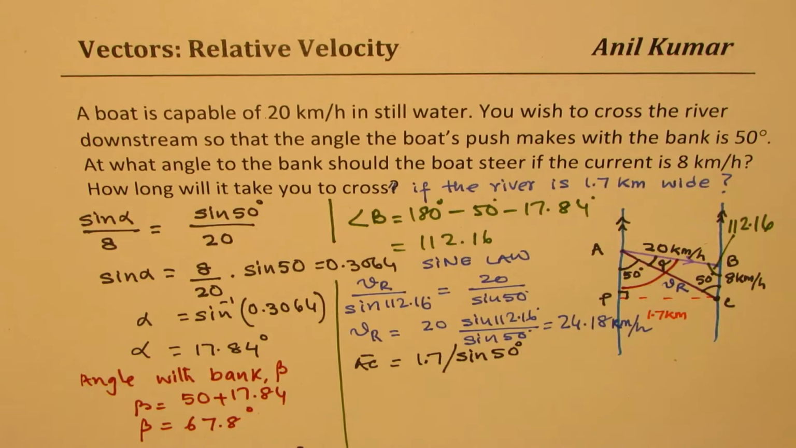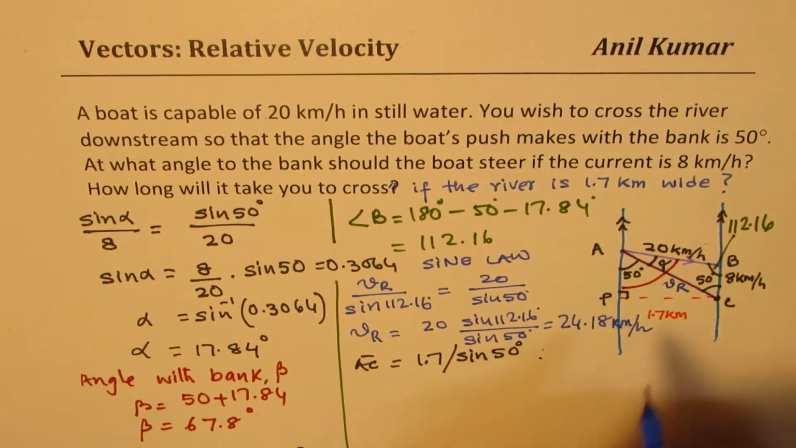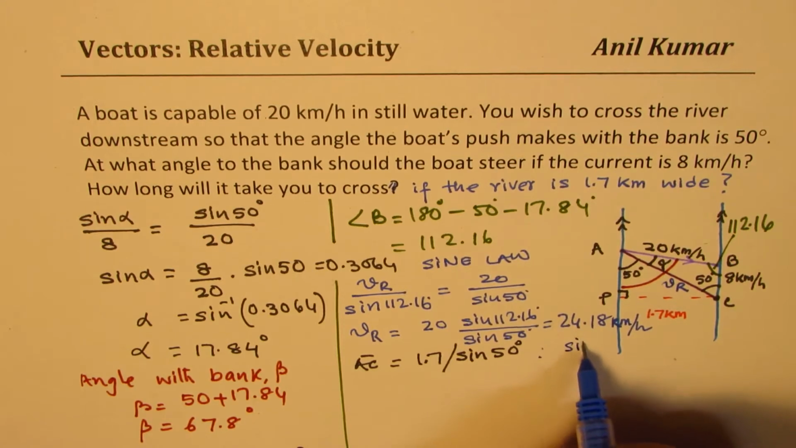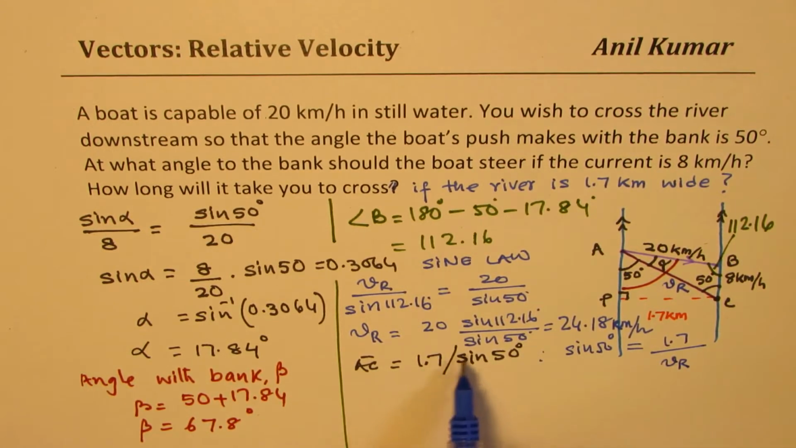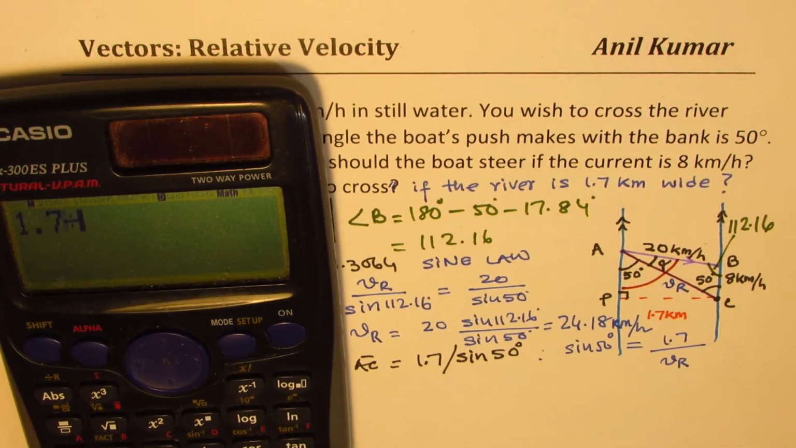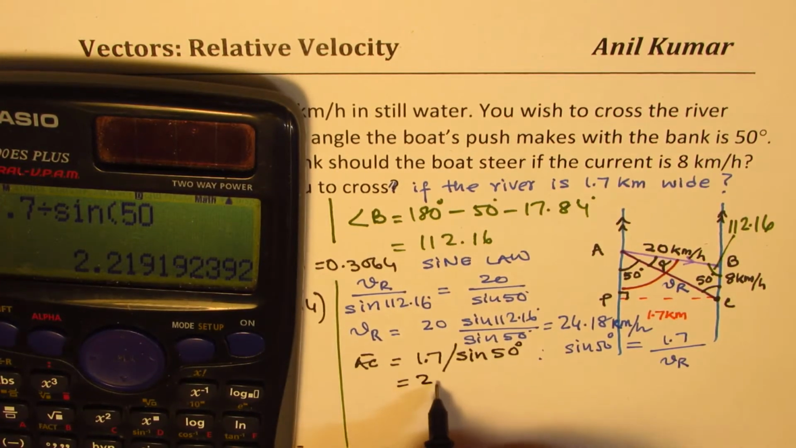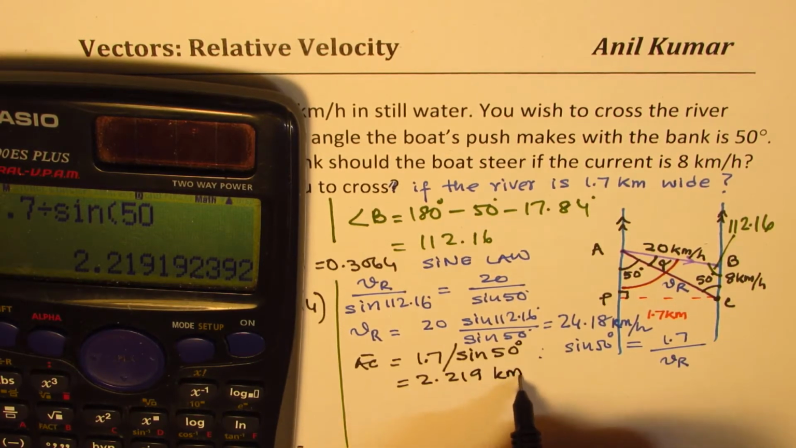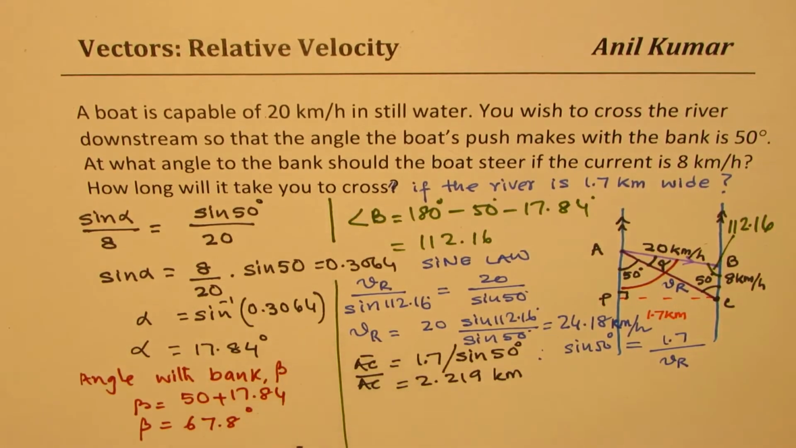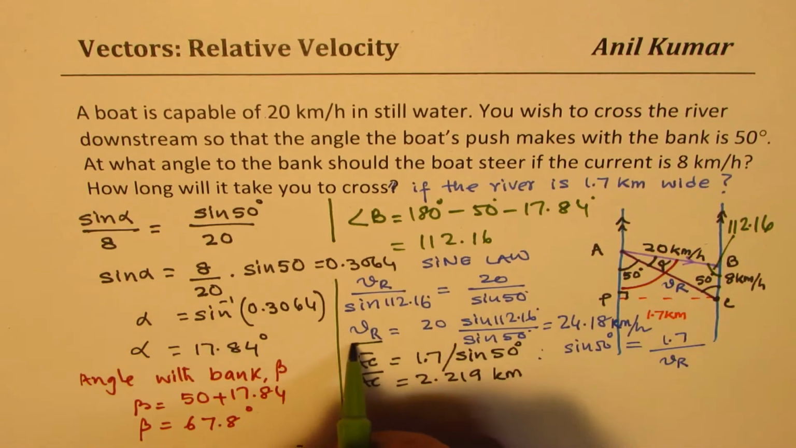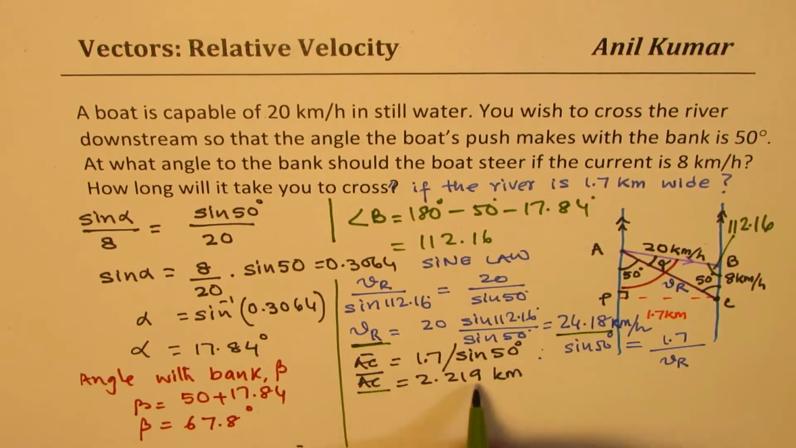Correct? So how did I get that? Let me explain, I jumped into this. What I did was, I wrote sine of 50 degrees is equal to the opposite side of 1.7 over VR, correct? And then we cross multiply it. So we get 1.7 divided by sine 50. So 1.7 divided by sine of 50 gives us the distance, which is equal to 2.219 kilometers. So now we know the distance. Once you know distance and the speed, right, so the velocity is 24.18 and the distance is this.